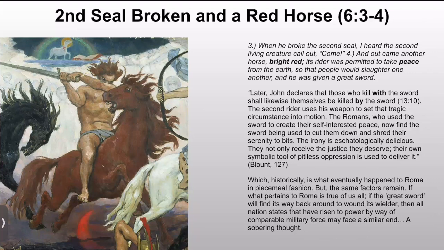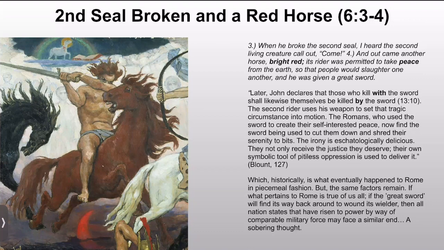Later, John declares that those who kill with the sword shall themselves be killed by the sword, which is a quote from Jesus from the Gospel of Luke. The second rider uses his weapon to set that tragic circumstance into motion. The Romans, who used the sword to create their self-interested peace, now find the sword being used to cut them down and shred their serenity to bits. The irony is eschatologically delicious. That word eschatological just means pertaining to the doctrines of the end times.